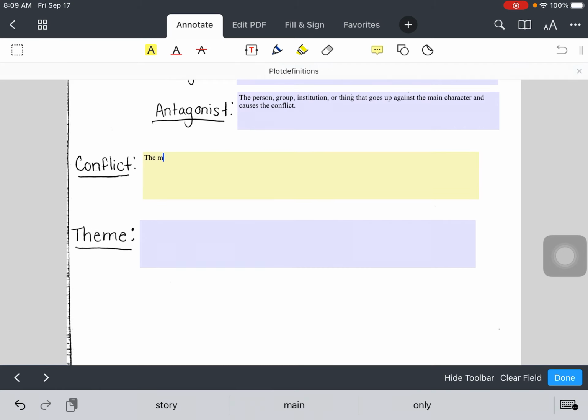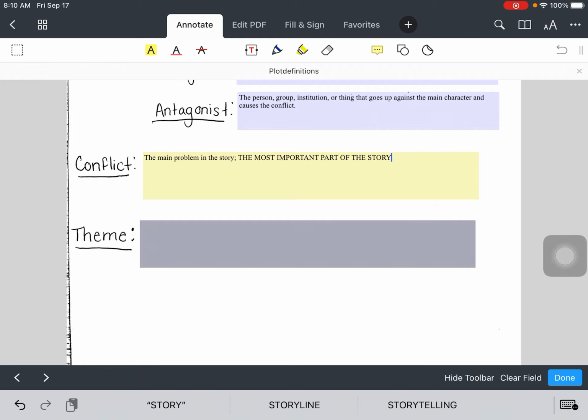Now, the conflict is the main problem in the story. This is the most important part of the story. Without a conflict, you do not have a story. So it is the most important part.